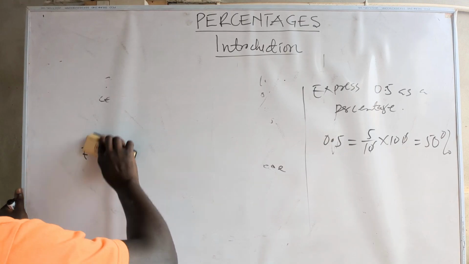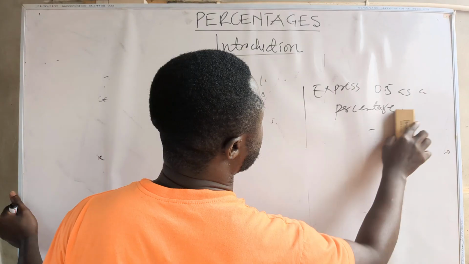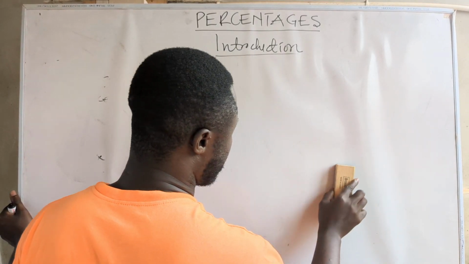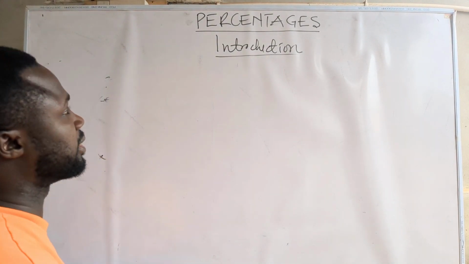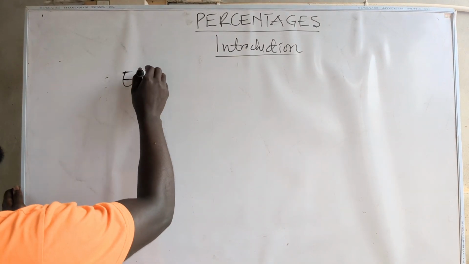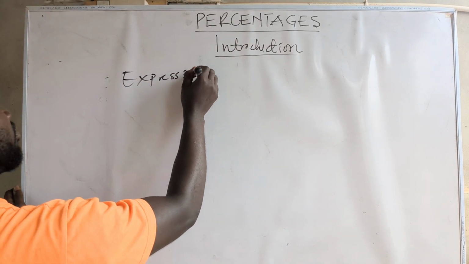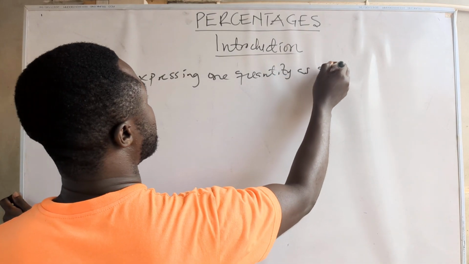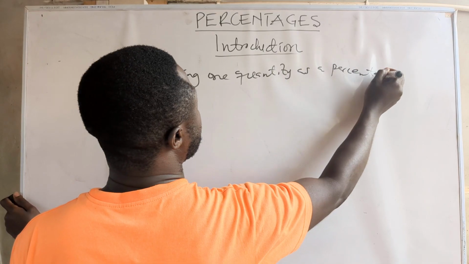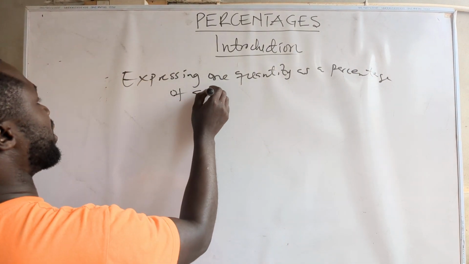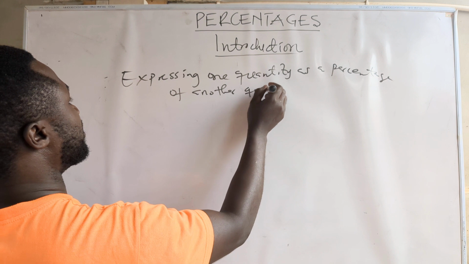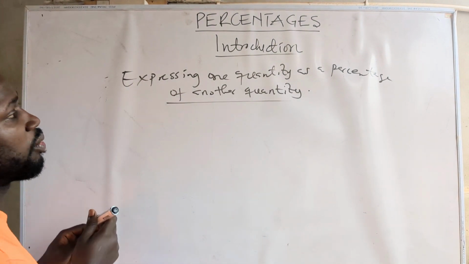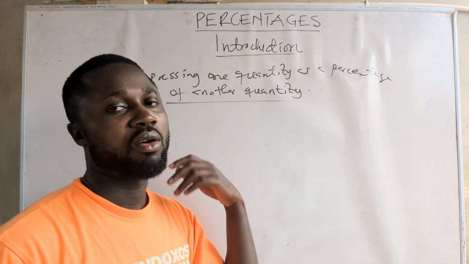Then let's look at how we can also express one quantity as a percentage of another quantity. Expressing one quantity as a percentage of another quantity.